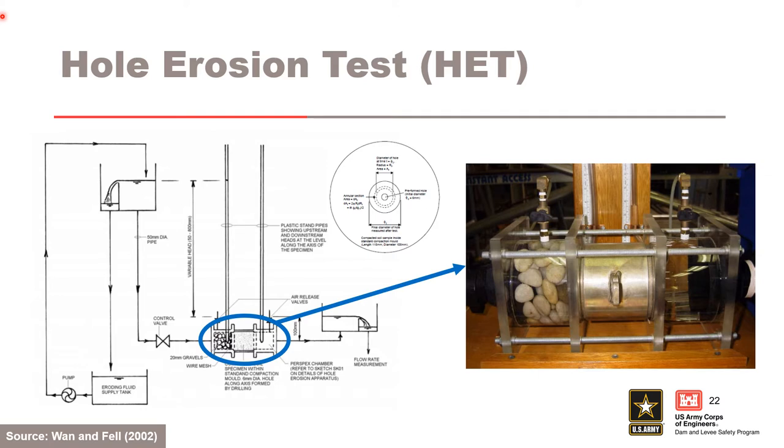Based on the flow rate through the sample, over time, we can assess how the erosion rate of that hole changes as a function of the hydraulic load applied. This, just like the other tests, gives us a way to back calculate what the critical shear stress and K sub D value of that sample are.